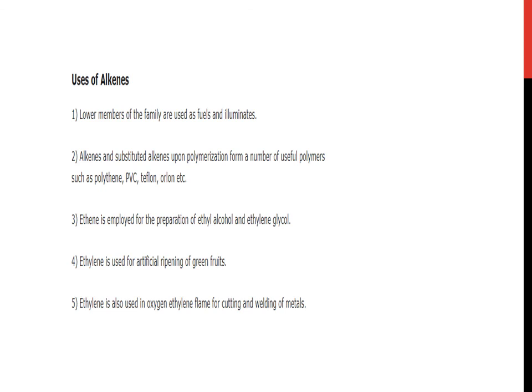Uses of alkenes. Number 1. Lower members of the family are used as fuels and illuminants. Alkenes and substituted alkenes upon polymerization form a number of useful polymers such as polythene, PVC, Teflon, Orlon, etc. Ethene is employed for the preparation of ethyl alcohol and ethylene glycol.